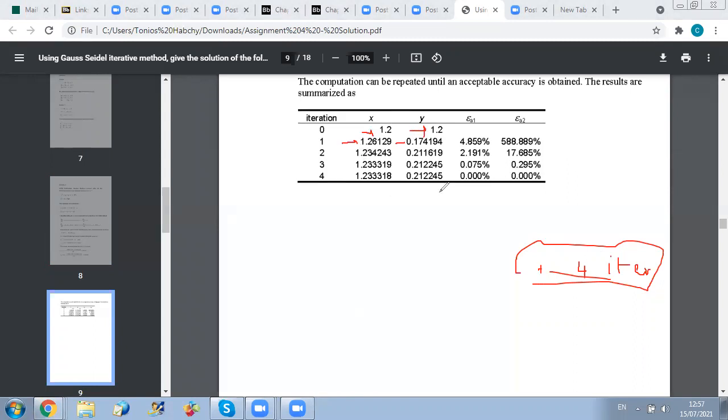For example, if the criterion of convergence was to have approximate relative error lower than 1%, you can stop here. You can stop at the 3rd iteration. In case you want to have a stricter criterion, let's say of 0.1%, you should proceed to the 4th iteration. And here they can just tell you perform 4 iterations. So depending on the given, you will know where to stop. Okay? Any question on this problem?